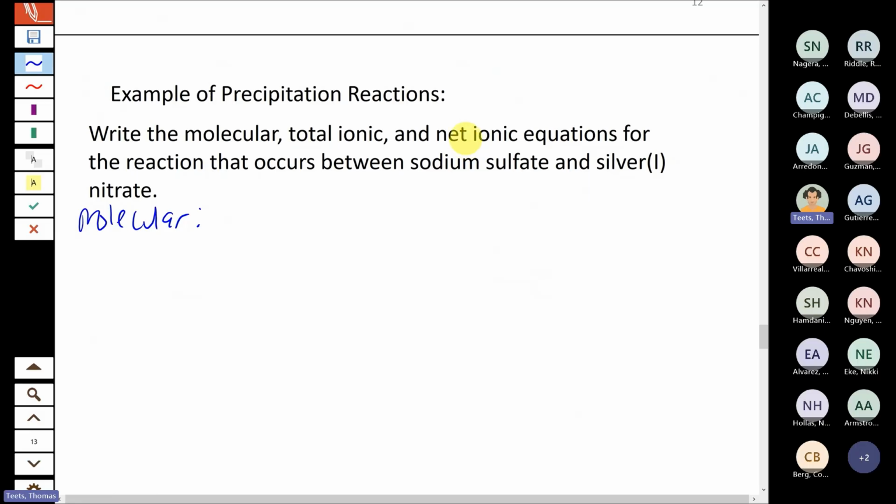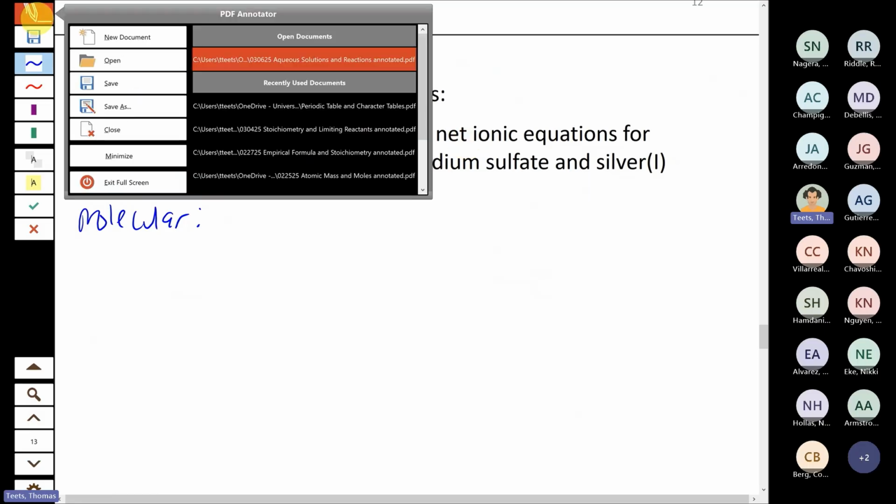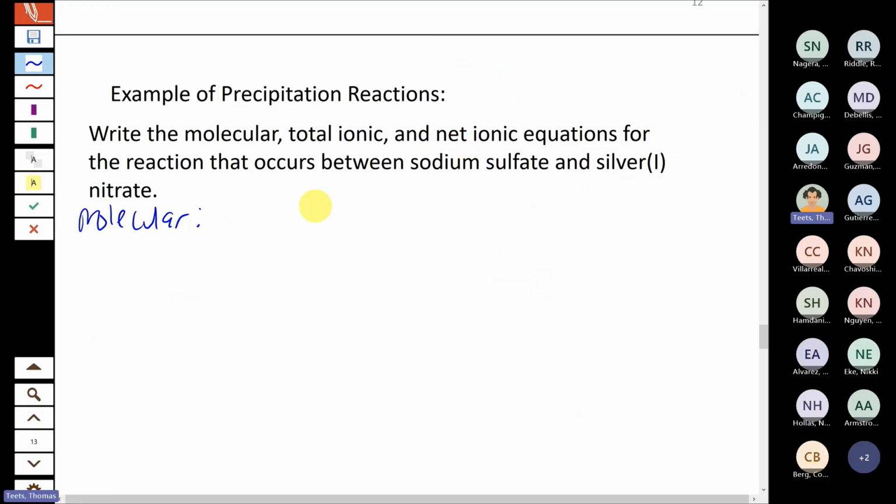So sodium sulfate, sodium is a group 1 cation over there in the first column, and sulfate is SO4 2-. So the formula for that would be Na2SO4. And that's going to be soluble because all compounds involving sodium would be soluble, and typically everything on the left side of the arrow is anyway.